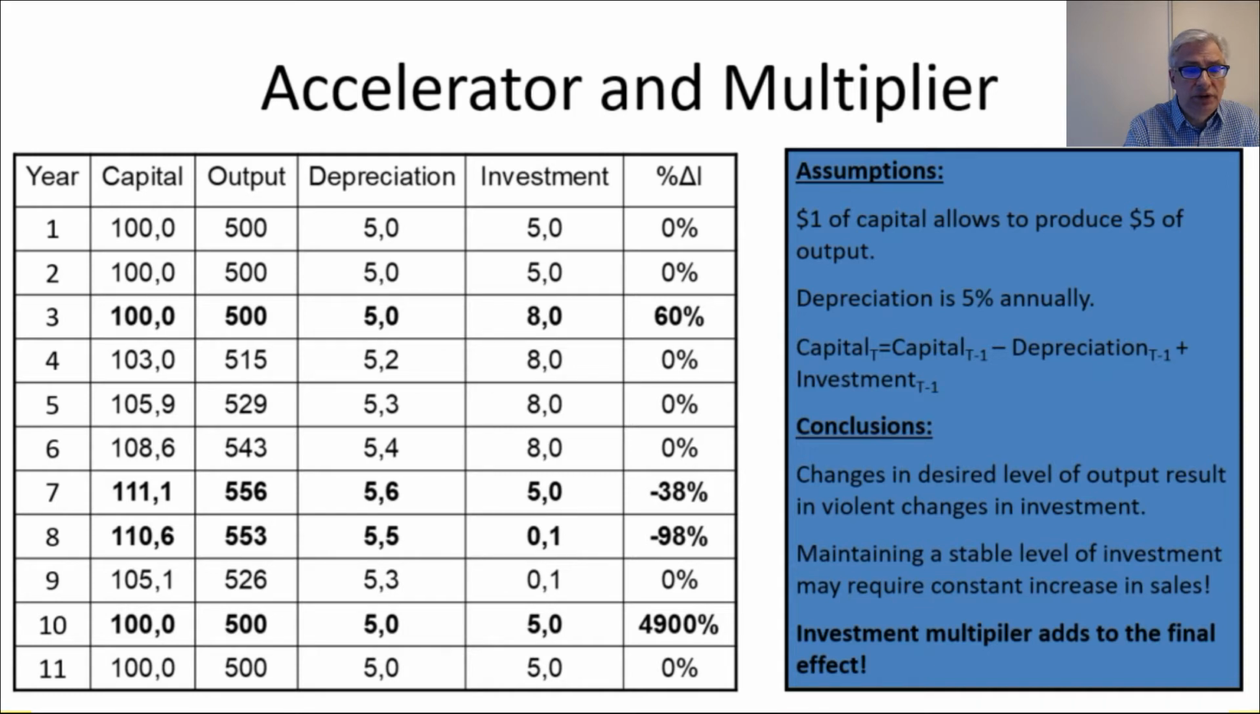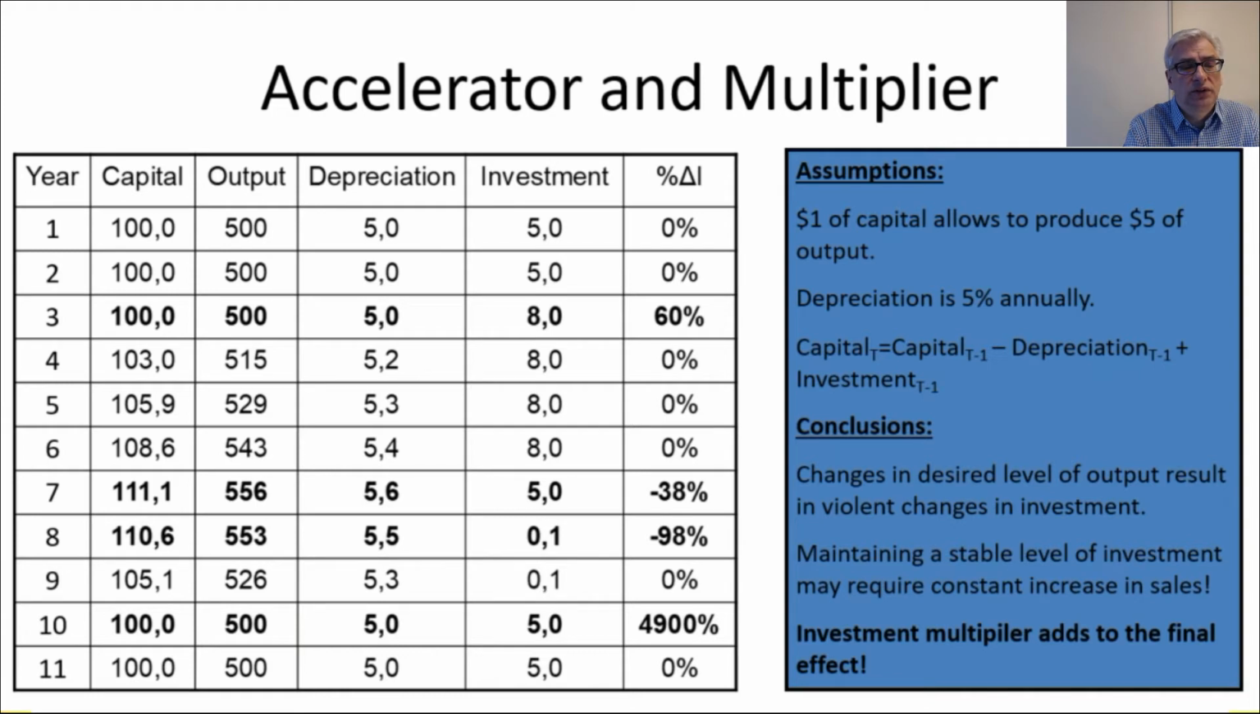We know that capital goods depreciate, so we set depreciation at 5% per year. Therefore, we know that this current capital will be decreased by depreciation. It can be increased by investment. So the annual change in capital is capital minus depreciation plus investment. And that would be the capital for the next period.